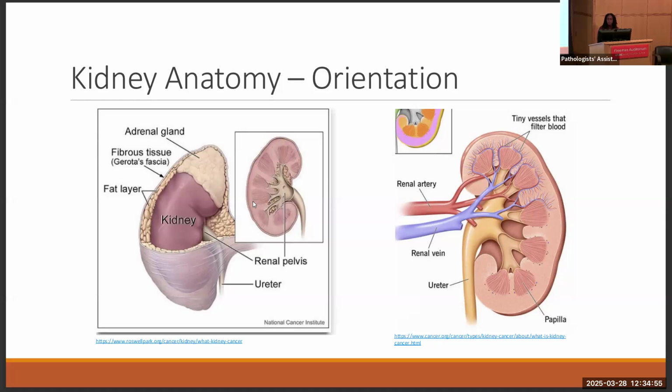It is important to be able to orient the kidneys to confirm the laterality when grossing radical nephrectomy specimens. To orient the kidneys, you first have to identify Gerota's fascia, the renal vein, the renal artery, and the ureter. Gerota's fascia will always be located anteriorly, and from anterior to posterior, you will have the renal vein, the renal artery, and the ureter will always point inferiorly. Using those structures, we are able to determine that the image on the right here would be a left kidney, and the image on the left would be a right kidney.